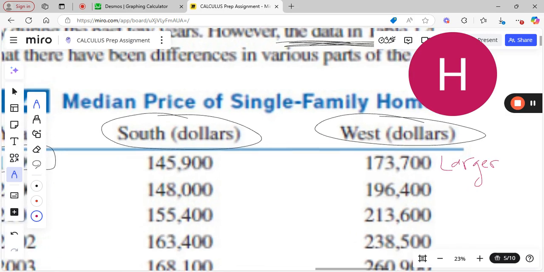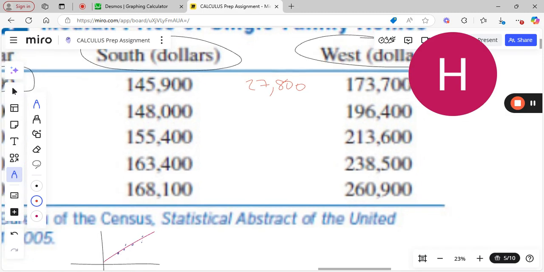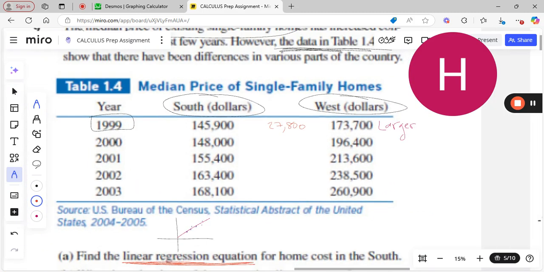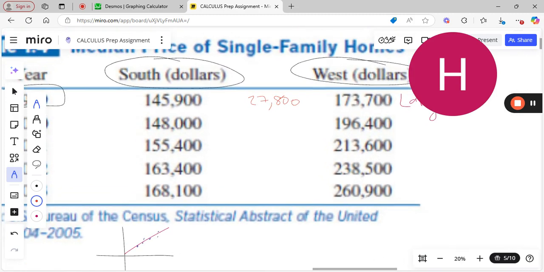It's larger by, if you want to go percentage-wise, you could, but the difference in price here is about $27,800. So that's the difference in the price. And then if we look later on, when the values of both types of homes have gone up, the difference in price is now almost 100,000. In fact, it's 90. What's that?